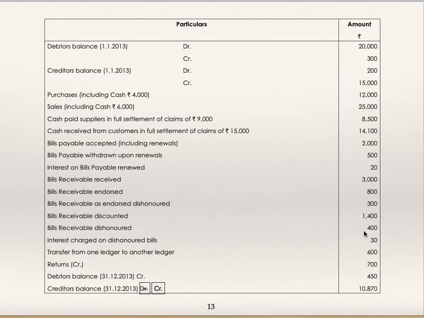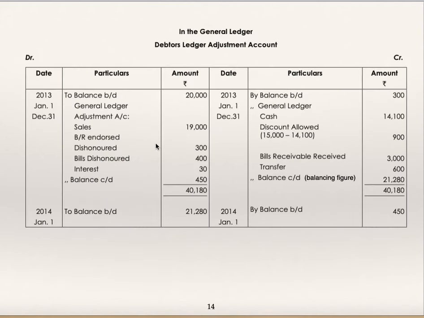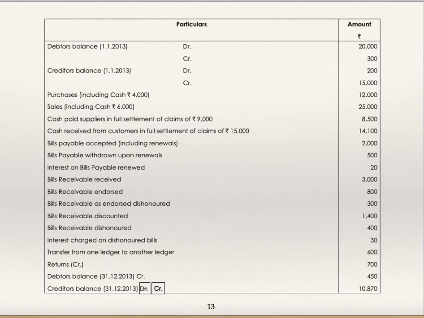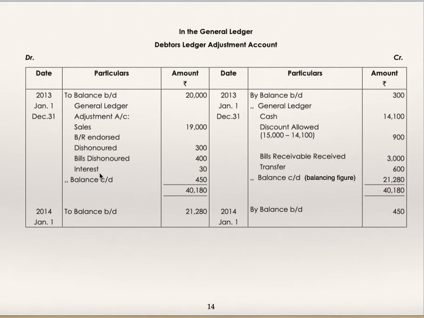Bills receivable dishonored 400. This you will find in debtors account. Bills receivable dishonored 400 on the debit side. Interest charged on dishonored bills 30. So debtors balance will increase. Debtors account debit, interest 30.